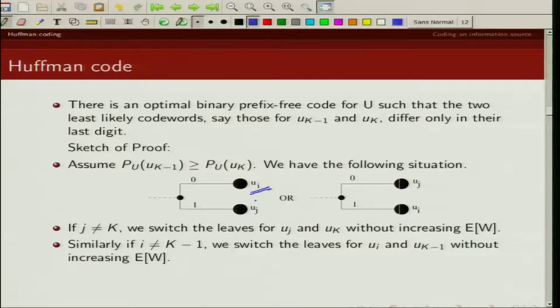And what is my optimal code? The one which will minimize my expected code word length, the expected value of W. So what I have shown you is, I can have a situation where these two least likely code words are part of the leaves at the highest depth, and this will result in an average code word length which is minimum.